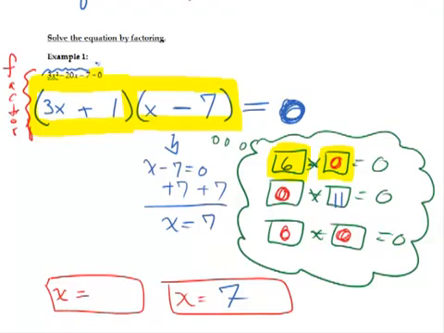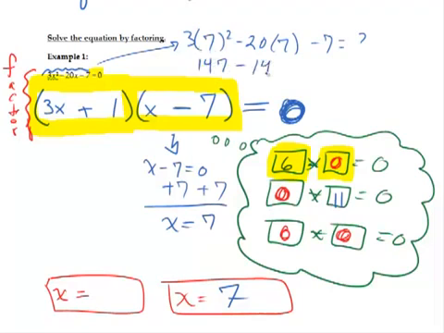Back in our original equation here, if we try plugging that in, 3 times 7 squared minus 20 times 7 minus 7, what does that equal? This would be 3 times 49, or 147, minus 140 minus 7. Sure enough, that would be 0. So this is one solution. It's a value of x that works when the equation is equal to 0.